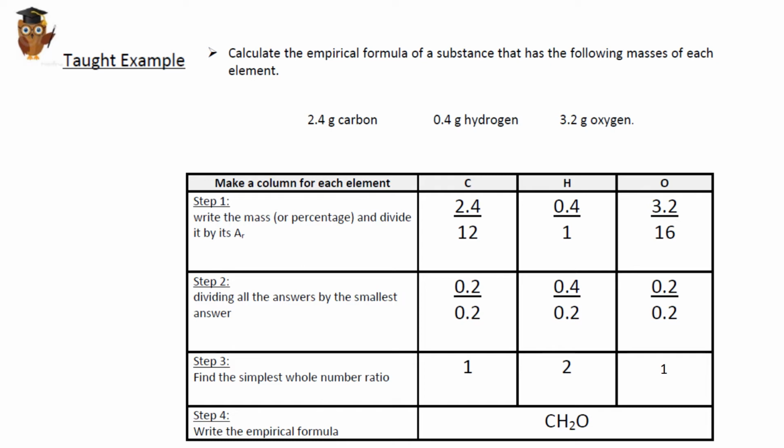Don't round those numbers too early. If they're long numbers, keep them long, at least 3 decimal places. We then need them as whole numbers. So one way of converting them into whole numbers is to divide each of those numbers by the smallest number. In this case, 0.2, 0.4 and 0.2, the smallest number is 0.2. So divide them all by 0.2 and you get 1 to 2 to 1. So the formula is CH2O.